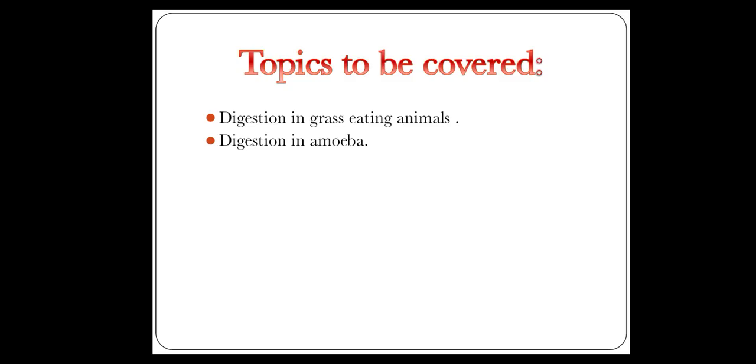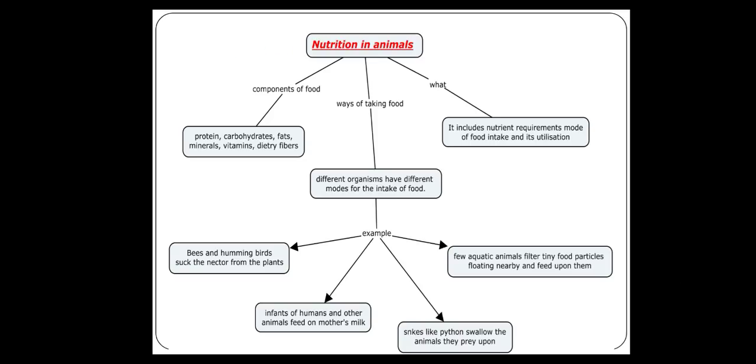So before beginning today's topic, let's first recall what we have learned in a previous class. In a previous class, we have learned about the mode of nutrition in animals, digestion in humans, the different parts of the digestive system, and the processes involved in digestion in humans. So let's do the recall by using a simple map.